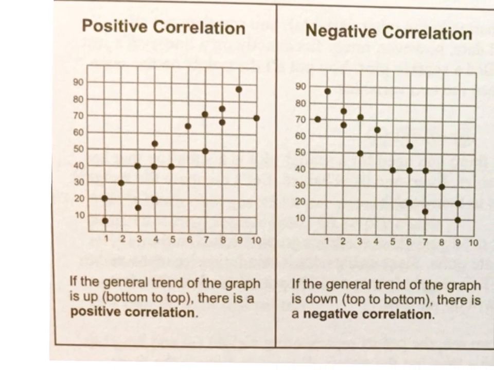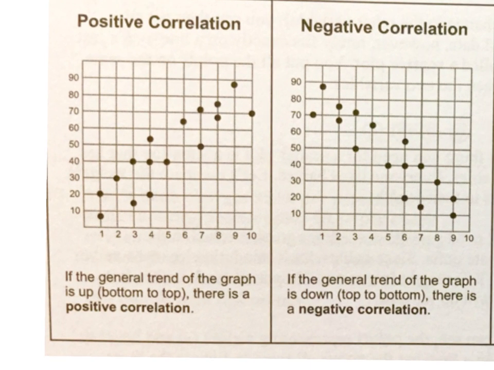Okay, now here's what a negative correlation looks like. You can see now the data is moving which direction? Down. And it clearly has a pattern, right? So when it's moving down, it is a negative correlation. Right?